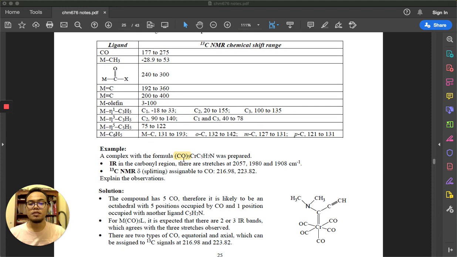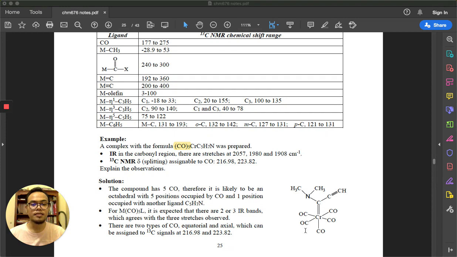Now look at this. We have one example with the formula Cr, chromium is the metal, with one ligand and 5 carbonyl. It is actually MCO5L. In the IR for the carbonyl, we are expecting 3 stretching frequencies here: 2057, 1980, and 1908. And the carbon-13 gives you 216 and 223. So how do you explain these observations? Definitely we have 5 CO and then 1 other ligand. Also we are expecting octahedral geometry here, as you can see.